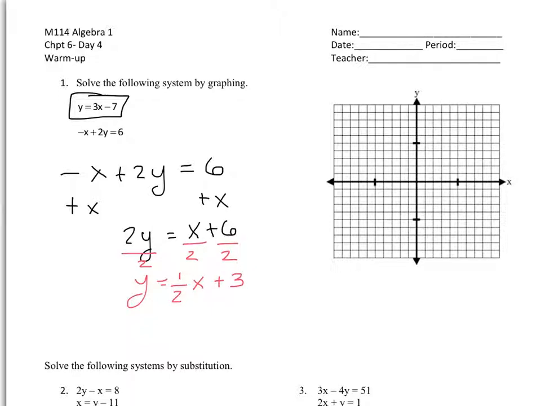So I'm going to graph that line, and then I'll also graph the other line, y equals 3x minus 7. So on both of these, the first one, your slope is 1/2, and your y-intercept is 3. And on the second equation, your slope is 3, and your y-intercept is negative 7.